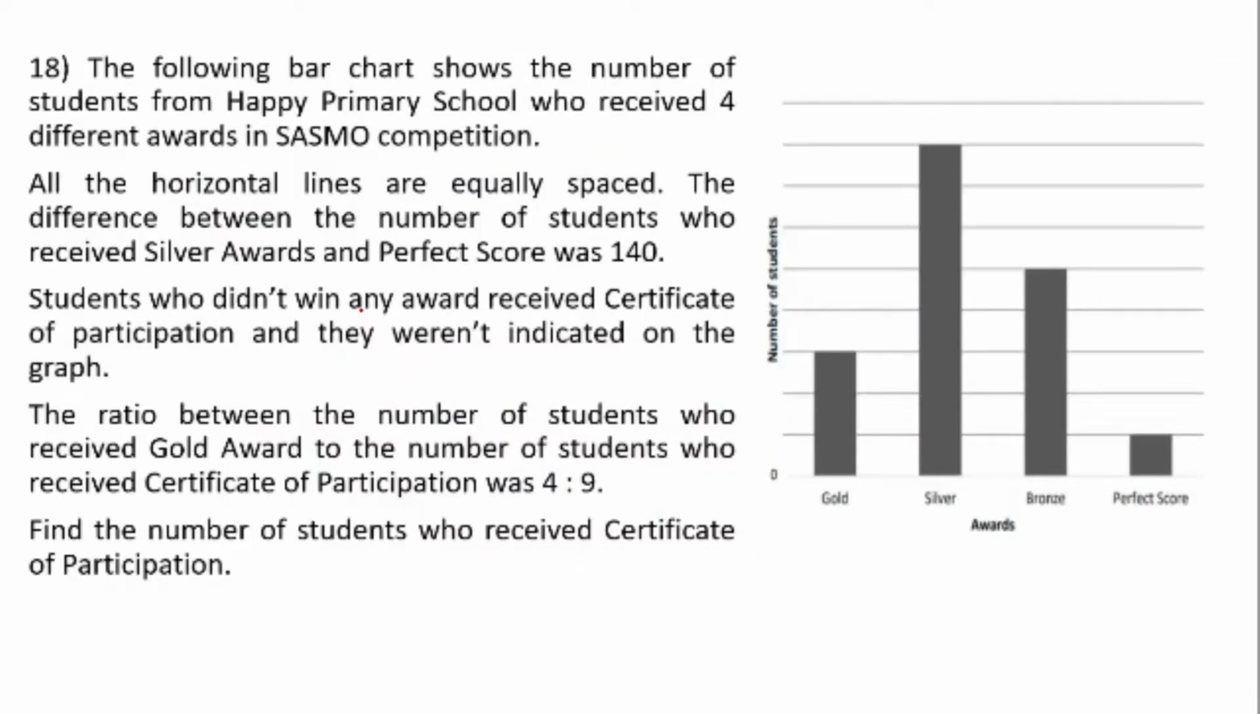All right, number 18. The following bar chart shows the number of students from Happy Primary School who received 4 different awards in SASMO competition. All the horizontal lines are equally spaced. The difference between the number of students who received silver awards and perfect score was 140. Students who didn't win any award received certificate of participation, and they weren't indicated on the graph. The ratio between the number of students who received gold award to the number of students who received certificate of participation was 4 to 9. Find the number of students who received certificate of participation.